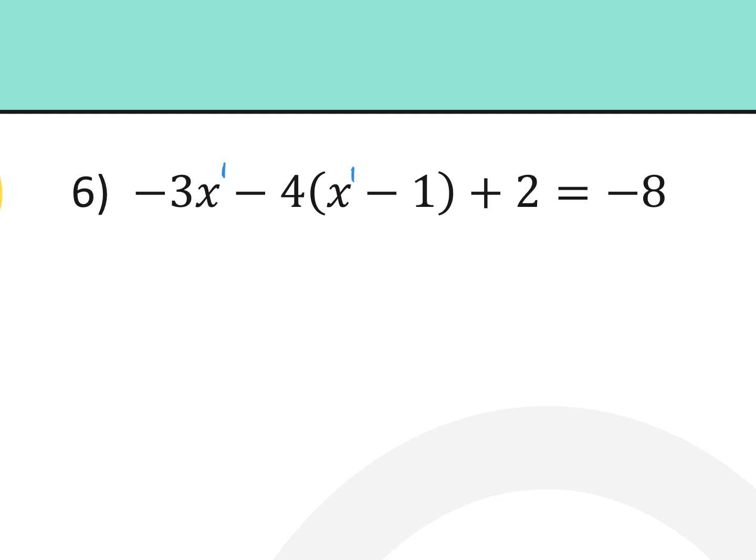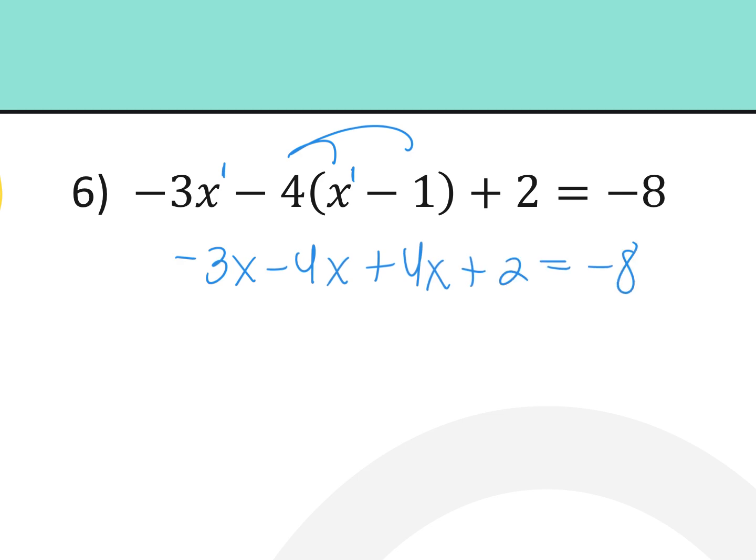The parentheses. Can I simplify anything in there? X minus 1. No. So move to the outside. What's just outside of that? The negative 4. Let's distribute that negative 4. So I have negative 3x minus 4x. What's a negative 4 times a negative 1? Plus 4x plus 2 equals negative 8.